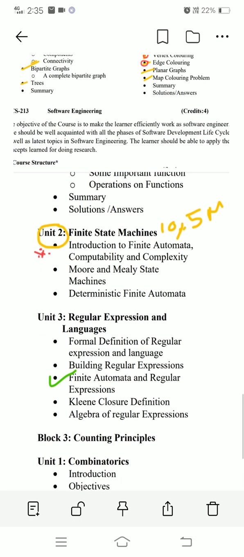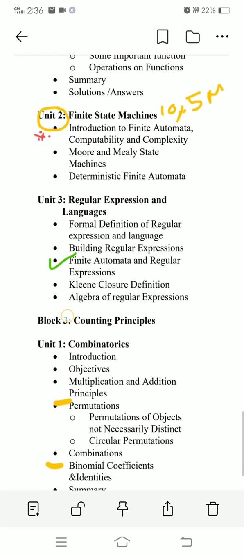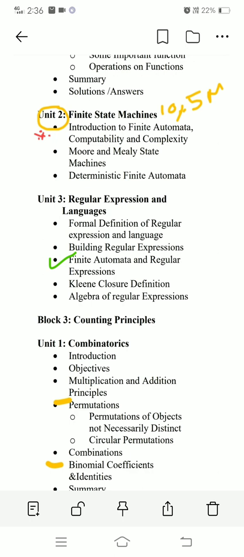And the next thing is the finite state machine. This is finite automata, and these questions will be asked repeatedly. They ask the finite automata with a diagram, or they just ask you to explain the finite automata. Just study the diagram, you can easily score marks without any arrear. And the regular expression, it's finite automata regular expression. If you have time, you can look at these questions.